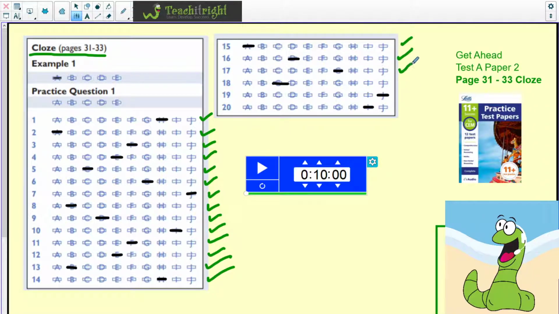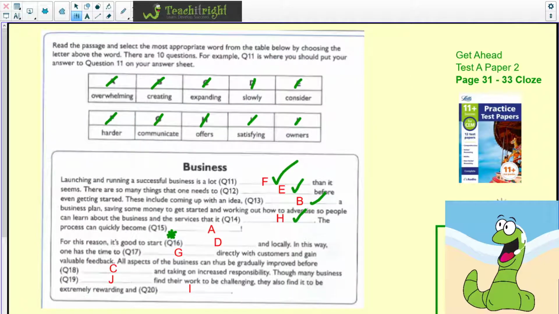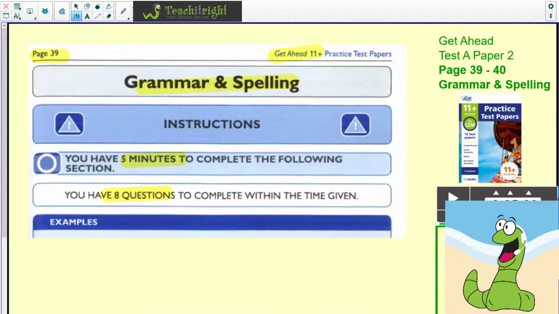So well done if you managed to get 20 out of 20. I think two quite interesting little passages. But hopefully you were using plenty of techniques as you were going down through those closed passages. Let's move on now to the grammar and the spelling sections, and we have done some of these before.